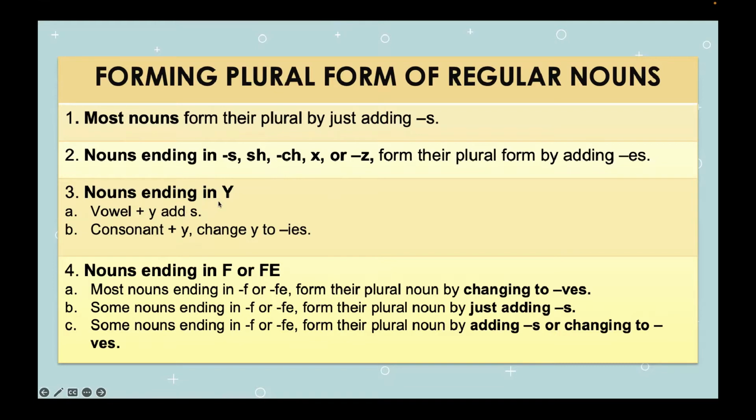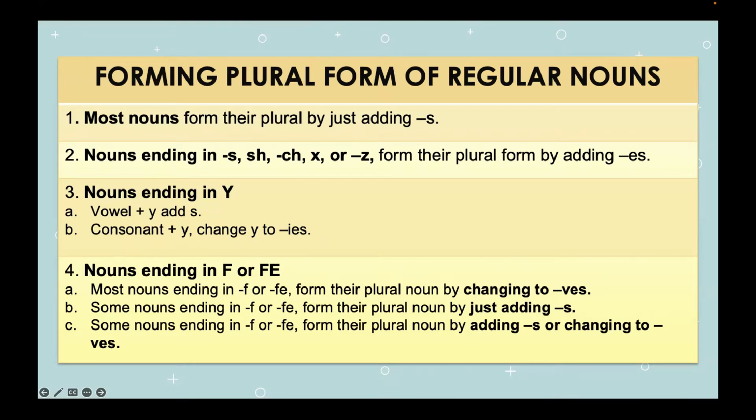Nouns ending in y follow 2 rules. If the noun ends with vowel plus y, just simply add s. But if the noun ending in y is preceded by a consonant, remember to change y to i and add es.